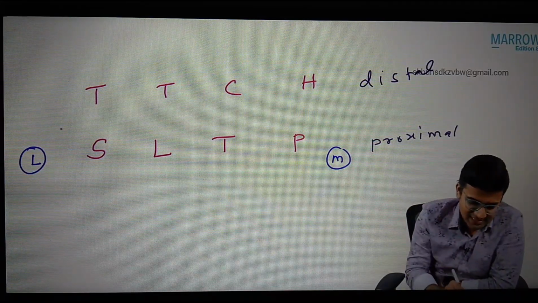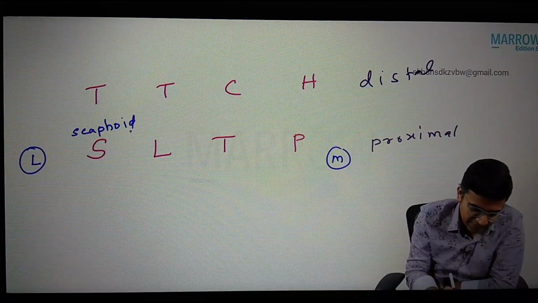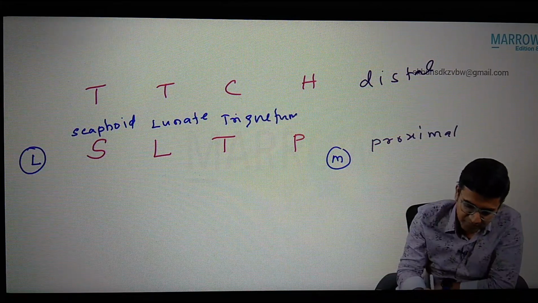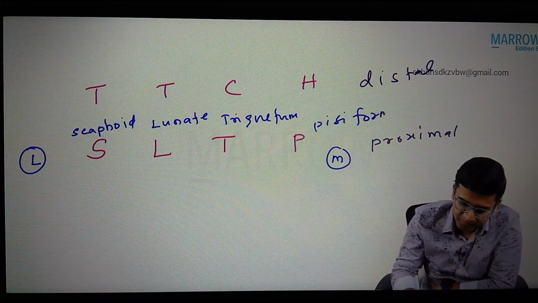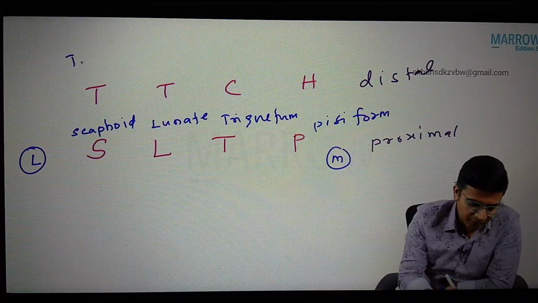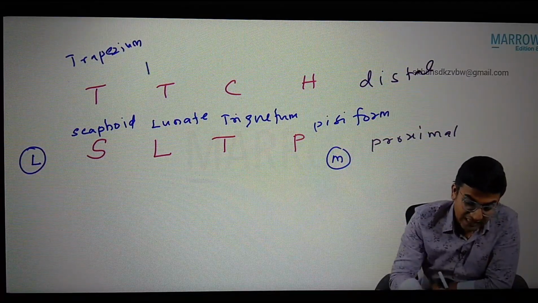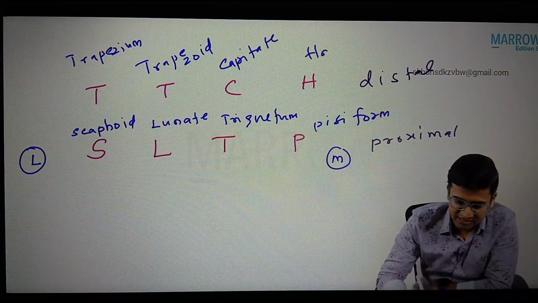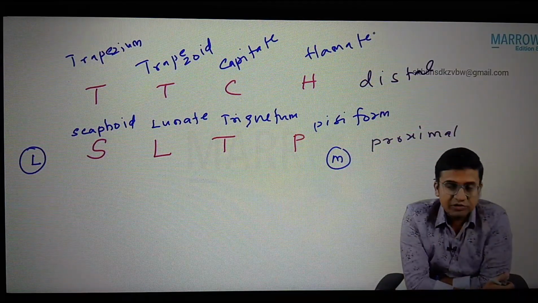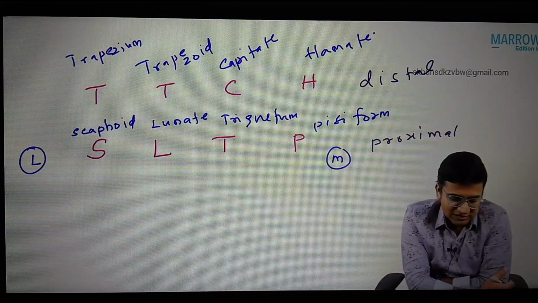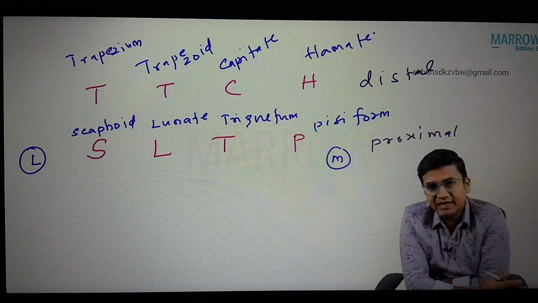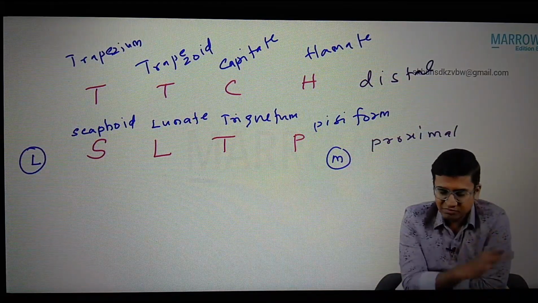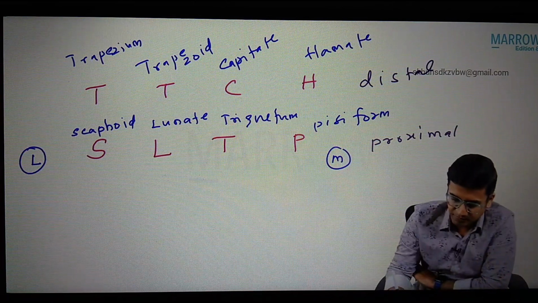So what is S? S is scaphoid laterally, and then lunate, T is triquetrum, and P is pisiform. Okay. Now in the distal row, we have trapezium, trapezoid, capitate, and hamate. So proximal row: scaphoid, lunate, triquetrum, pisiform. In the distal row: trapezium, trapezoid, capitate, and hamate. Arrangement from lateral to medial. Okay. Now we're going to discuss some basic points about these carpal bones.